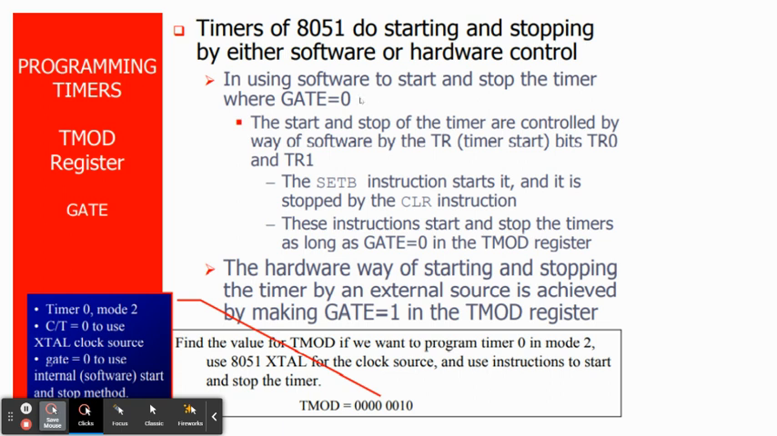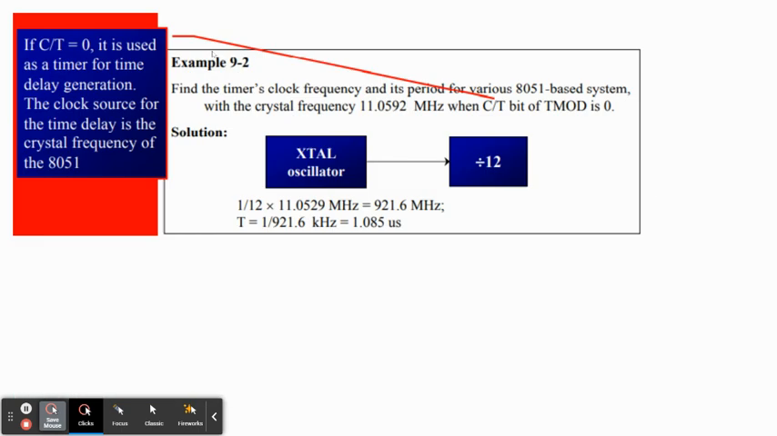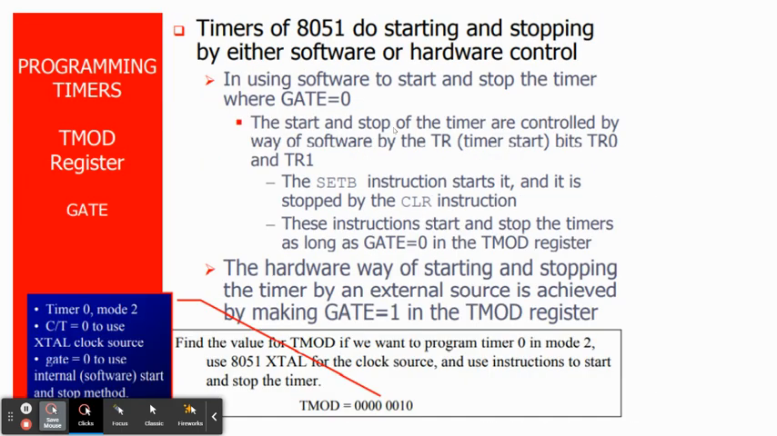So by software, we can start and stop the timer when the gate is equal to zero. As we have talked about, we have here the gate. So this gate is zero. And when the gate is zero, the start and stop of the timer will be controlled by your program by changing the value of your timer start TR. So we have TR0 or TR1.